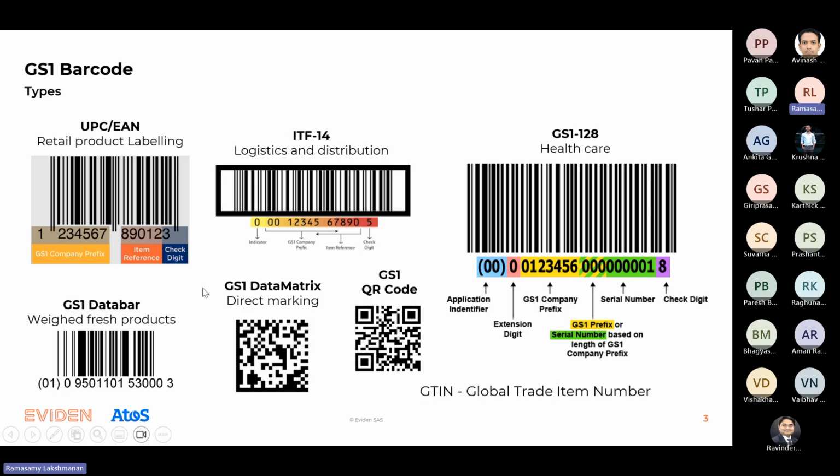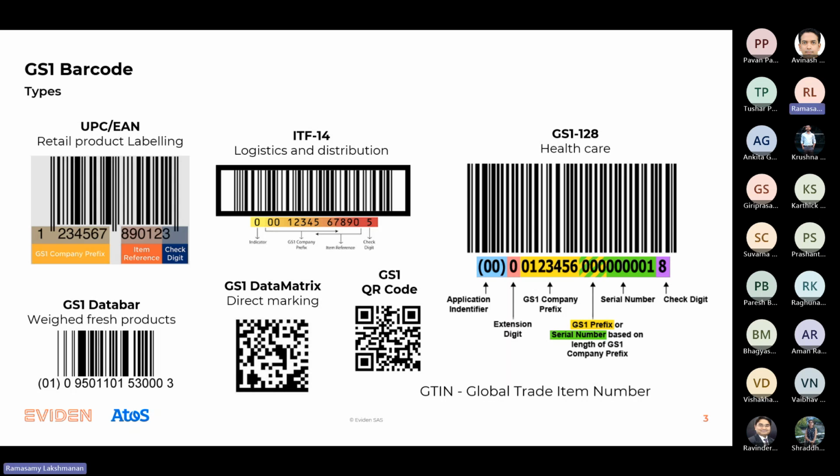GS1 DataBar codes exist in various variants. Other than the GTIN number, this can encode additional data like weight and expiration date. This DataBar is used on weighted fresh products, like fish and vegetables.